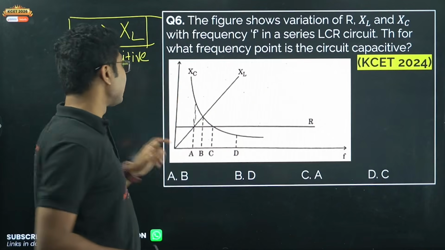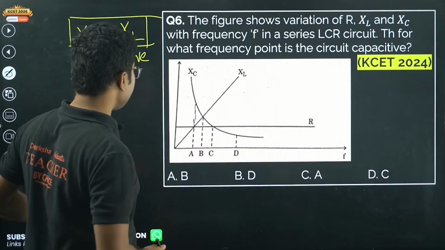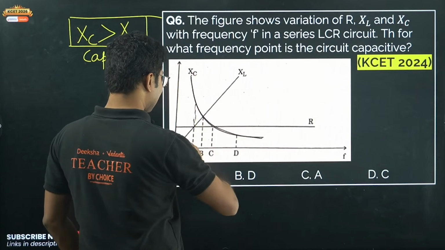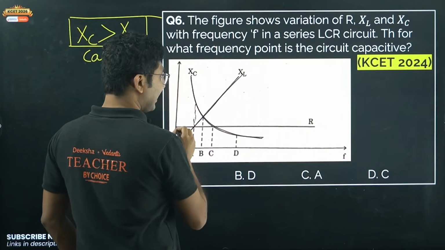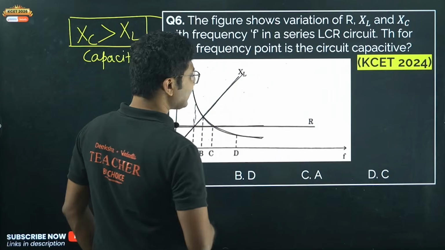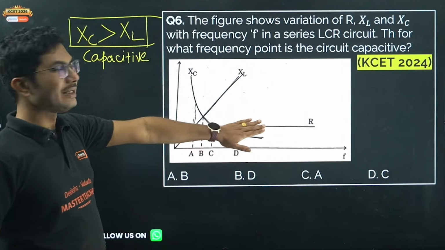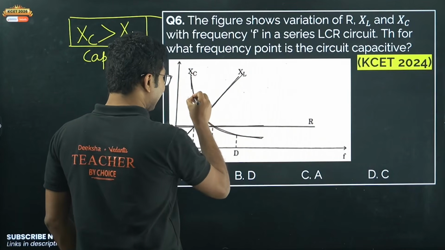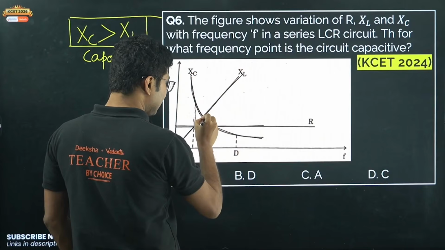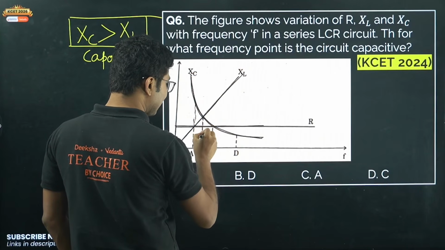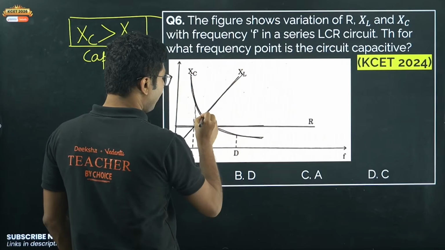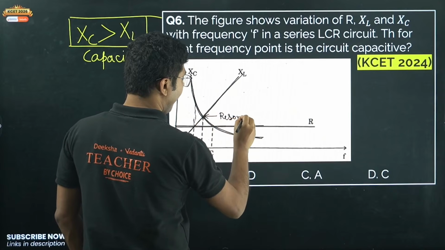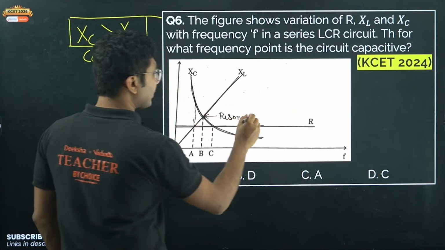Now if you see this graph, XC is decreasing like this, XL is increasing like this, and resistance is constant. Resistance will not play any role; you can simply ignore it. And where XC is equal to XL, this is the point where the circuit is in resonance. So this is the point of resonance.